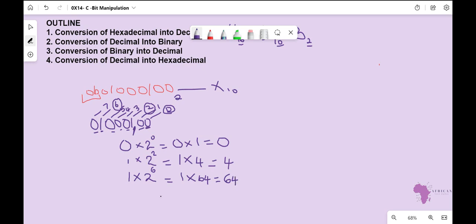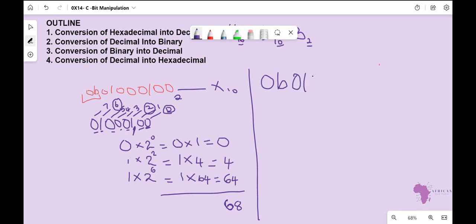So to get the decimal number, we add all of them and we get 68. Are we getting back the number that we had? Yes. So it means that what we have here, 0 1 0 0 0 1 0 0 base 2, is equal to 68 base 10. Yes, we are done with that. So we are done with that, guys. Let's get into conversion of a decimal number into a hexadecimal number.